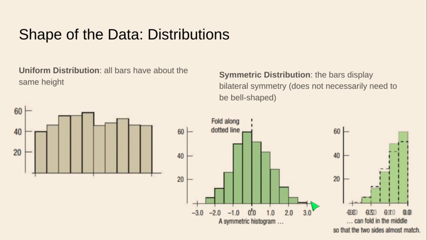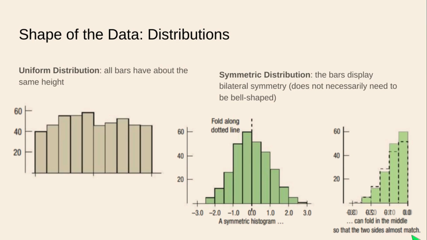Okay, so these are kinds of symmetric distributions. The bars in a symmetric distribution display bilateral symmetry, right? It does not necessarily need to be bell-shaped, all right? If we have bilateral symmetry, say our distribution makes a U kind of shape, all right? That is a symmetric distribution. And there are aspects that symmetric distributions share regardless of their precise shape. But as I said, the most important symmetric distribution you're going to run into is this bell shape right here, all right? A symmetric histogram can fold in the middle so that the two sides almost match.